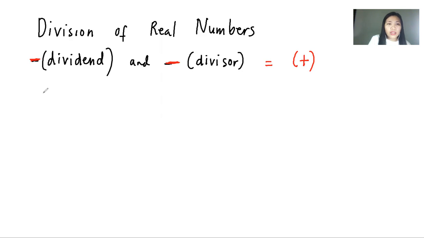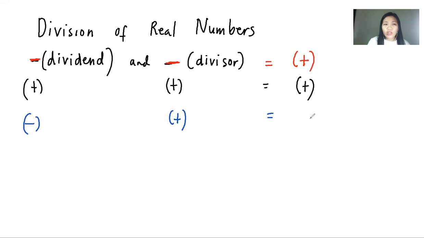If the dividend is positive and the divisor is positive, it will also result to a positive. If the dividend is negative and the divisor is positive, it will result to a negative. And lastly, if the dividend is positive and the divisor is negative, the answer is negative. So you need to take note of these rules in terms of division.